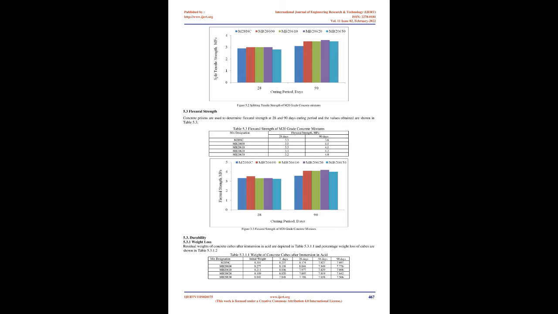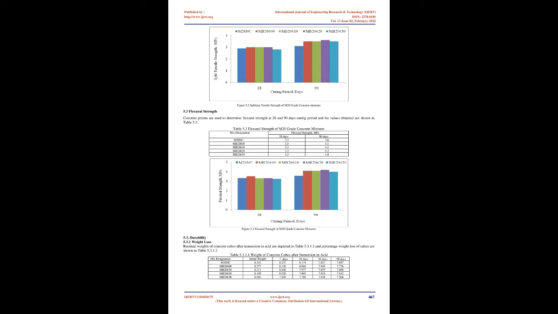Cement. Ordinary Portland cement of 53 grade available in local market conforming to specifications of IS 12269-1987, having specific gravity of 3.06 is used. Fine aggregate. Locally available clean, well-graded, natural river sand conforming to specifications of IS 383-1970 having specific gravity of 2.57 is used. Coarse aggregate. Crushed granite angular aggregate of size 20 mm nominal size from local source with specific gravity of 2.62 is used. Water. Locally available potable water conforming to IS 456 is used.